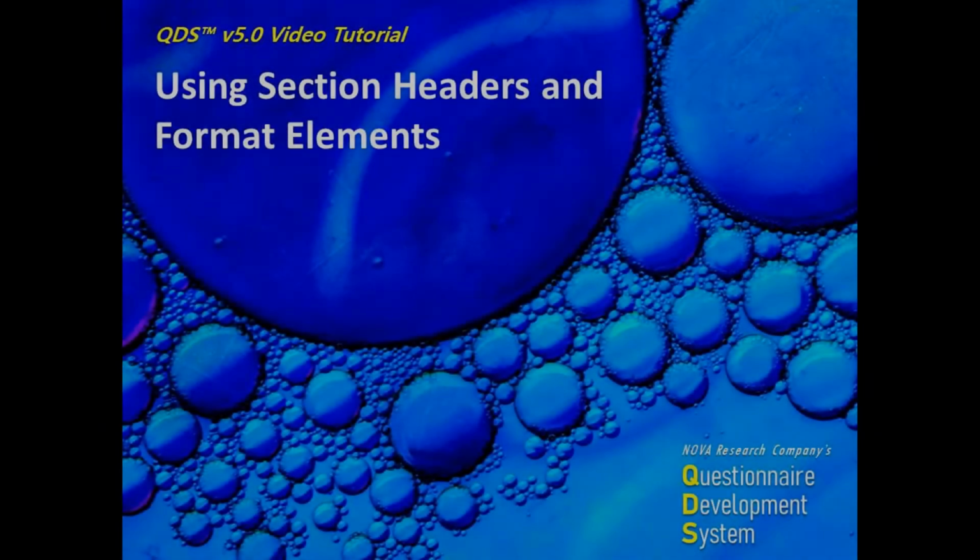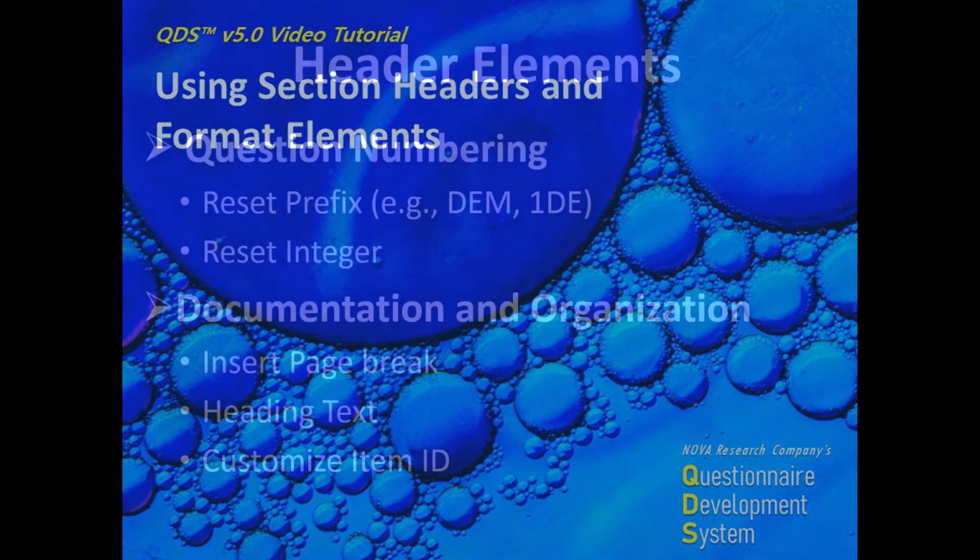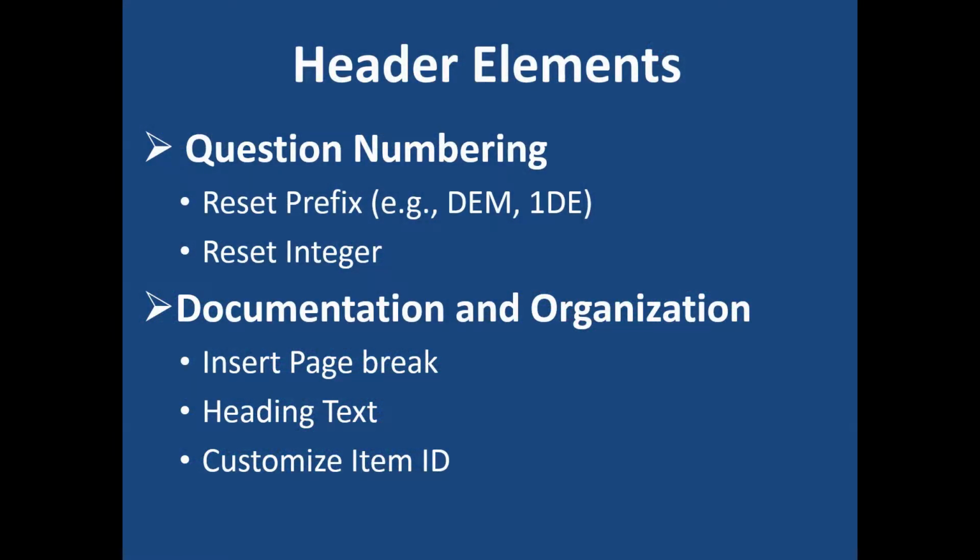This QDS video will demonstrate how to use section header and format elements to modify question numbers as well as the look of your CAPI or ACASI surveys. We'll also take a look at validating your survey and then seeing the results in preview mode. First, we'll take a look at section headers and the different options that you can set.